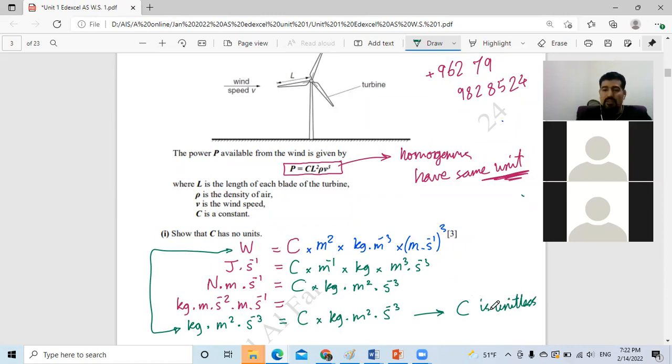It's a constant value. Like when we talk about kinetic energy equal half mv squared, half is a constant value, doesn't have a unit. Half times mass times velocity squared, okay? Any question here?